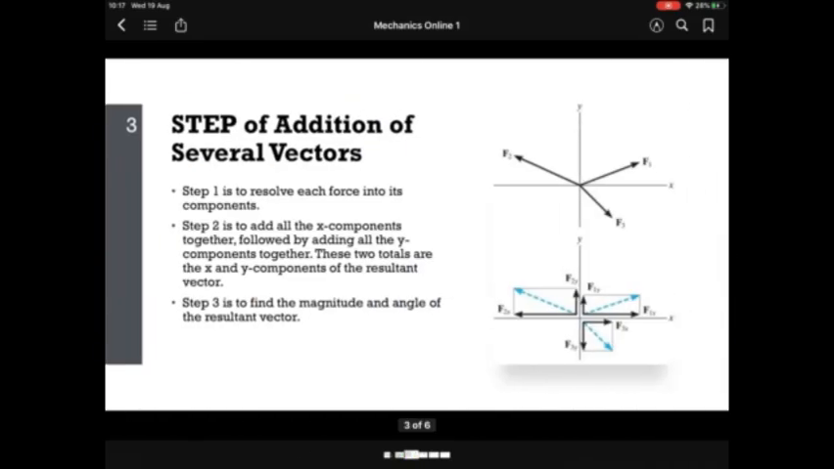So these are the steps in terms of the basic concept of two-dimensional vectors. For the addition of several vectors, we have three steps. The first one is to resolve each force into its components. Step 2 is to add all the x components together, followed by adding all the y components together. These two totals are the x and y components of the resultant vector. Step 3 is to find the magnitude and the angle of the resultant vector.